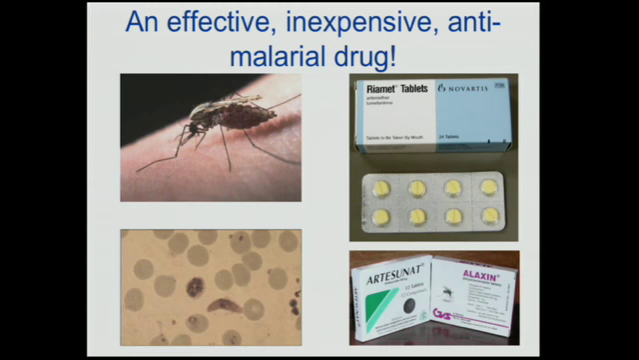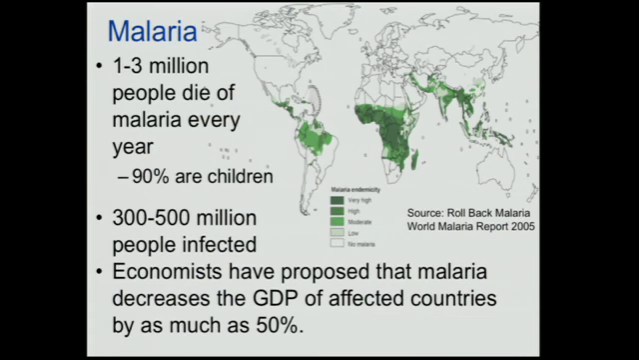Now, let me just give you a little background on malaria. Malaria affects between 300 and 500 million people every year. 300 to 500 million people have malaria. 1 to 3 million people die of malaria, and 90% of them are children under the age of 5. And economists have noted, of these countries shown here in green, that malaria reduces their GDP by roughly half.